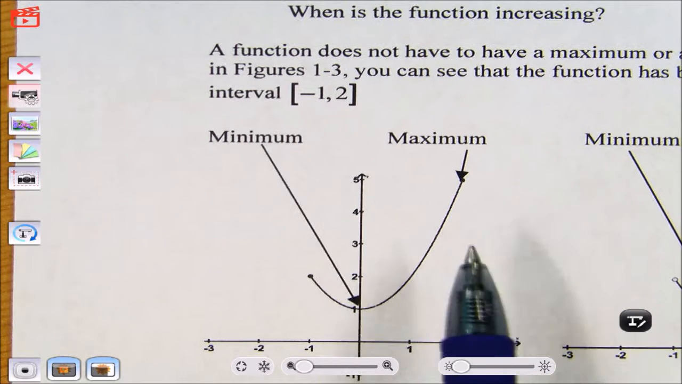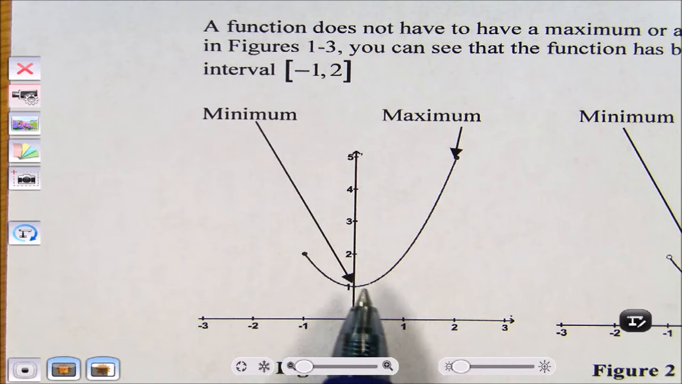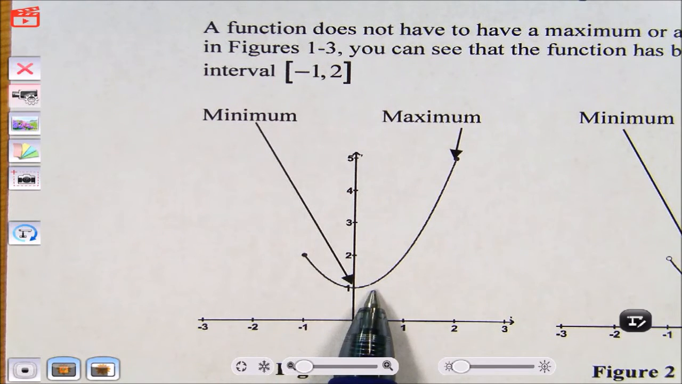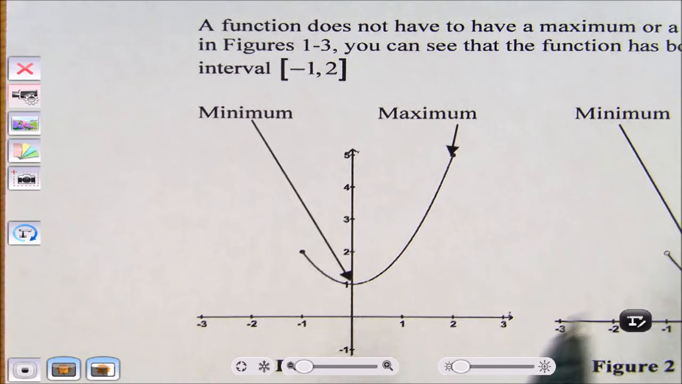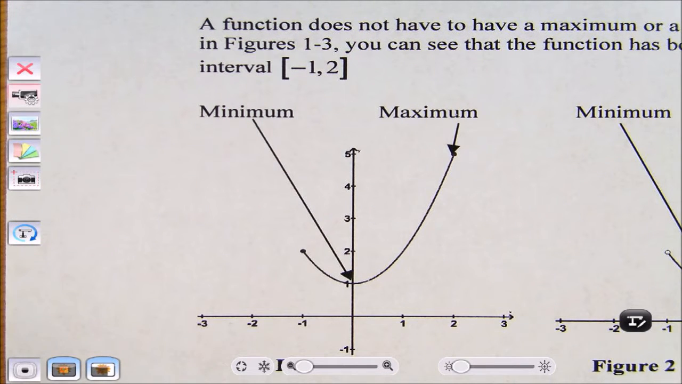Now, the weird thing is, sometimes this absolute minimum is also called a relative minimum because it's lower than anything around it. So if it's absolute, it's always relative, right? But that's not quite true, so it gets confusing there.